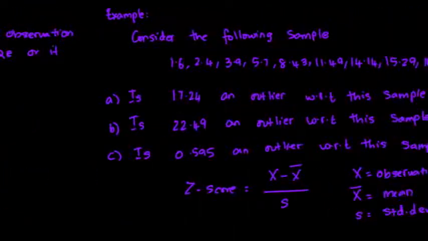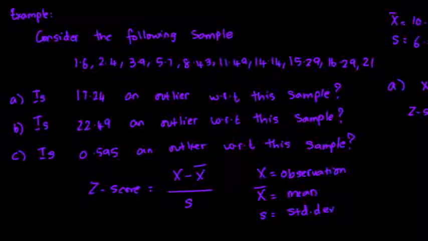I'll explain the rules using an example. So that is my sample. I have the observations listed up there, and I'd like to know, with respect to the sample, if 17.24 is an outlier, if 22.49 is an outlier, or if 0.595 is an outlier.